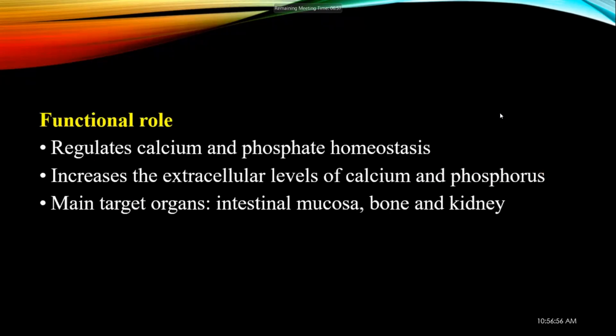So the functional role of vitamin D. The main function of vitamin D is that it regulates calcium and phosphate homeostasis. Generally, it increases the extracellular levels of calcium and phosphorus. That means it increases the concentrations of calcium and phosphorus in the circulation. So vitamin D mainly targets increasing the concentrations of calcium and phosphorus in serum or plasma. It mainly acts on three organs: the intestinal mucosa, bone, and kidney.